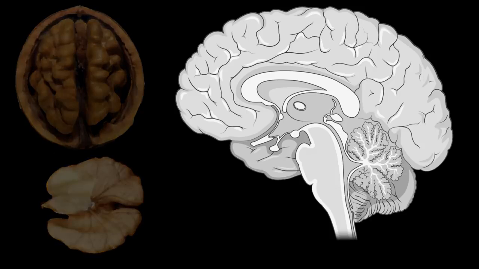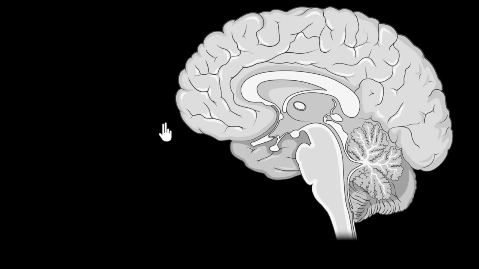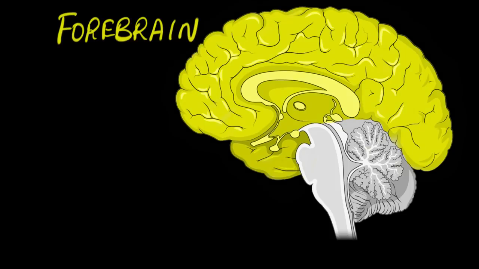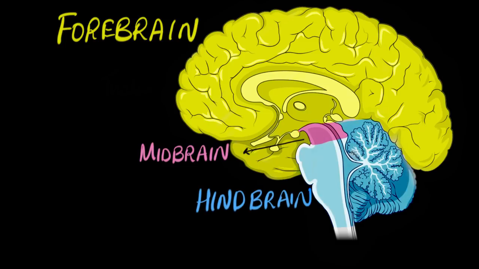So let's get rid of that and look at the different parts. We can broadly divide our brain into three parts. The forebrain, which is this big yellow section. The midbrain, which is this tiny pink section. And the hindbrain, or the lower brain, which is this blue section. Usually when we say humans have a big brain, we're basically talking about this forebrain section, okay? And then the midbrain is actually the beginning part of the brain stem.